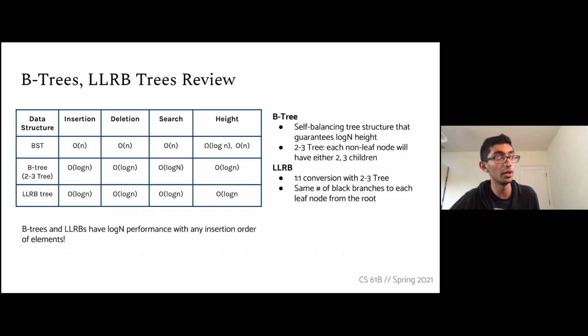Imagine, if you will, you added the number 1, and then you add the number 2, then you added 3, 4, 5, 6. Because they're consecutive, you'll keep spamming add to the right, and you'll basically end up with this linked list type structure. On the other hand, for B trees and LLRBs, we ensure there's only log n height through our color flipping operations.